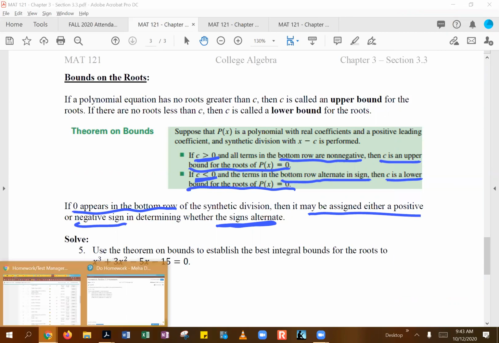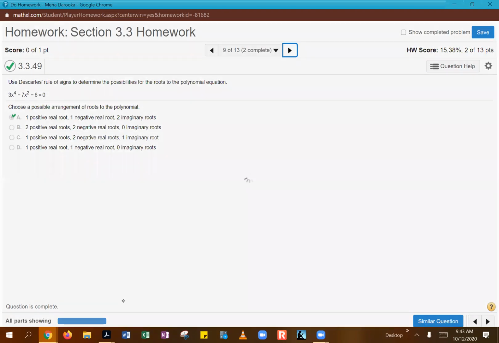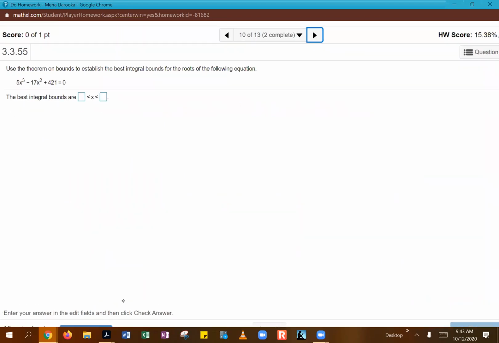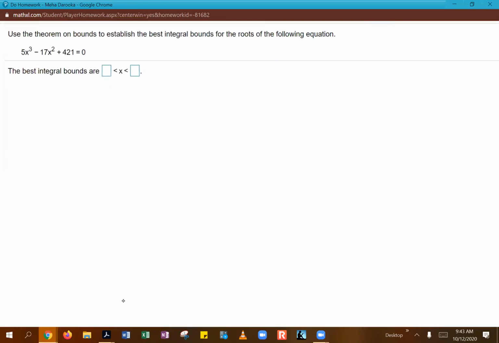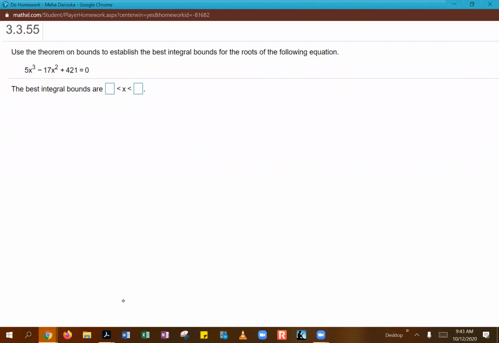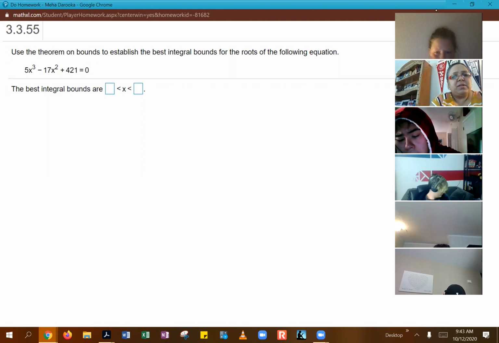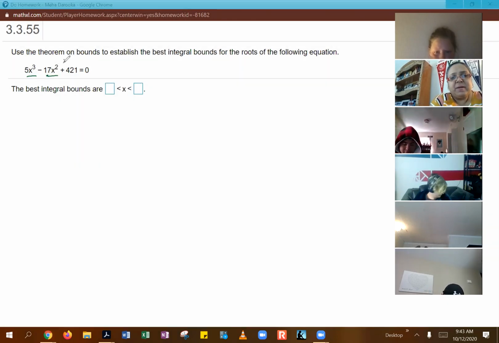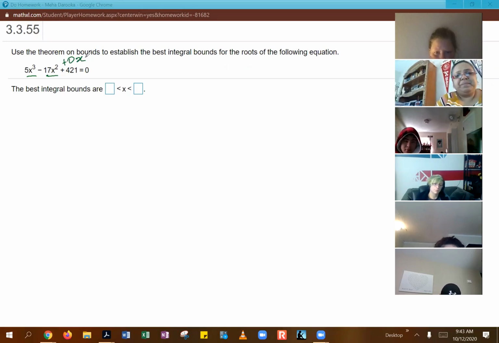So let's take a look at how we can find this theorem on bounds. So you've got another example for the rule on Descartes. Now let's take a look at this example here for our theorem on bounds. So you can see we are given the polynomial f(x) = 5x to the third minus 17x squared plus 421. The first thing you should notice is we do have a term missing over here because you're going from the third power to the second power, and we don't have the first power term, so we'll need to make room for it. So let's start with finding our upper bound.